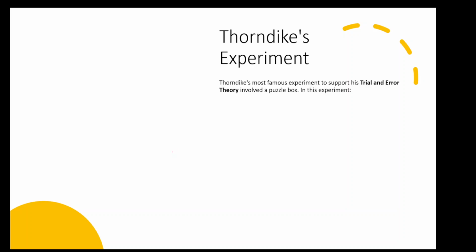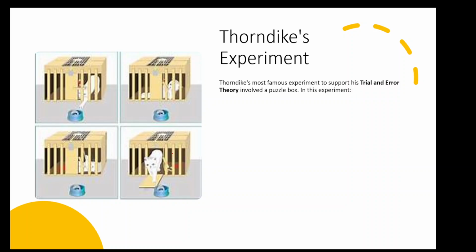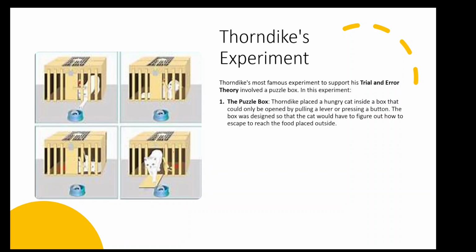Thorndike's most famous experiment to support his trial and error theory involved a puzzle box. In this experiment, Thorndike placed a hungry cat inside a box that could be opened by pulling a lever or pressing a button. The box was designed so that the cat would have to figure out how to escape to reach the food placed outside.